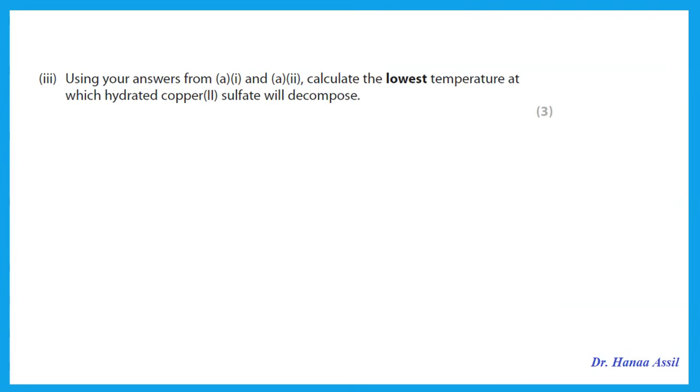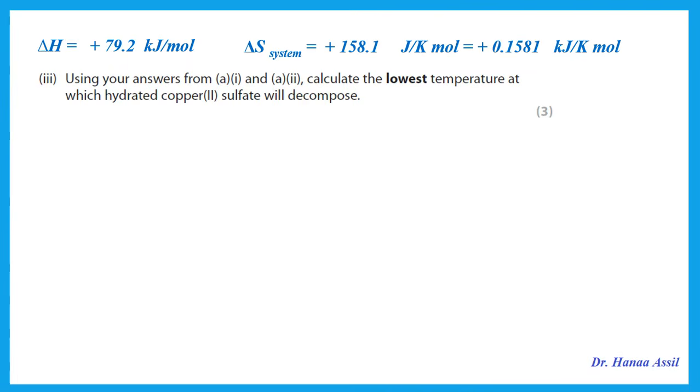Using your answers, calculate the lowest temperature at which hydrated copper sulfate will decompose. Remember, the lowest temperature is when the delta S total is 0. That is when the reaction becomes feasible. We already have the delta H, we have the delta S system, we got it in joules, so divide by 1000 to get it in kilojoules.